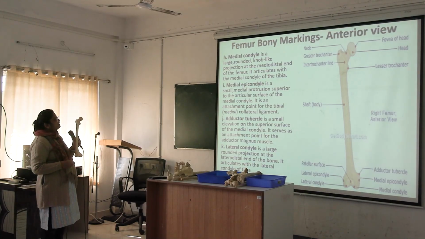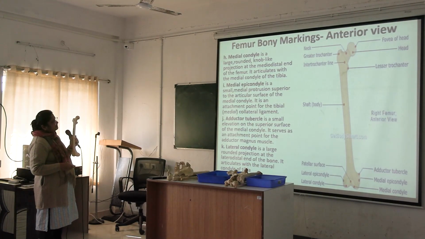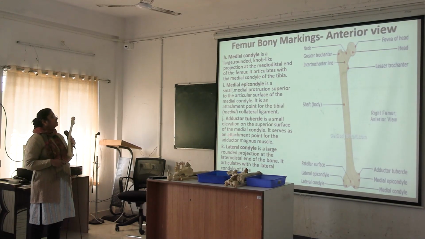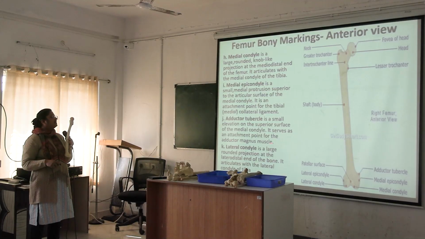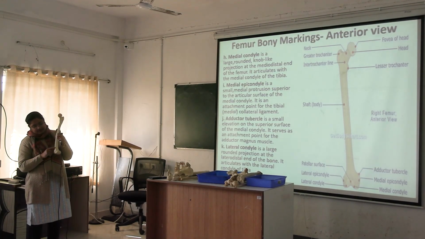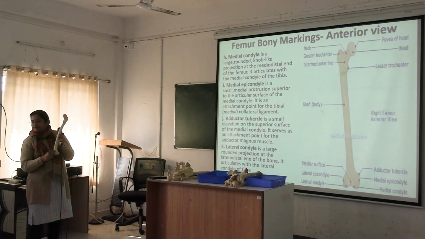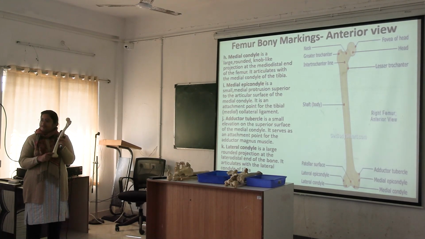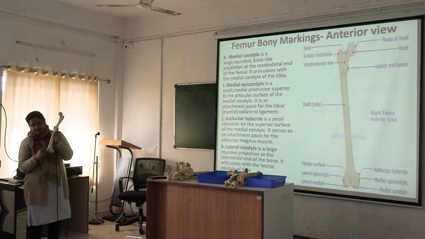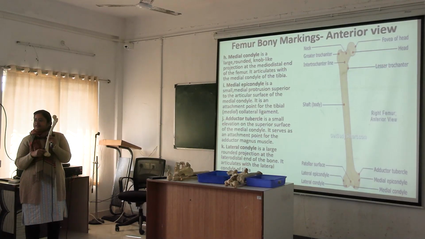Next is the adductor tubercle. It is a small elevation on the superior surface of the medial condyle, and it serves as the attachment point for the adductor magnus muscle. Here on this part is the adductor tubercle. Up to this level, the attachment of the adductor magnus comes. So this prominence is the medial epicondyle, and over this condyle, here is the adductor tubercle.